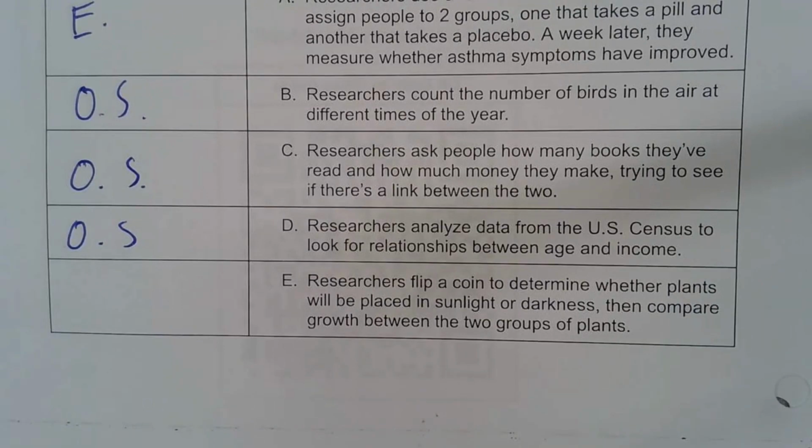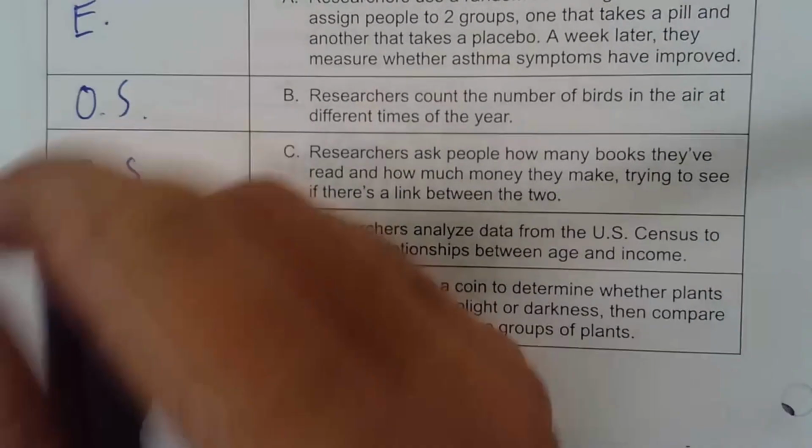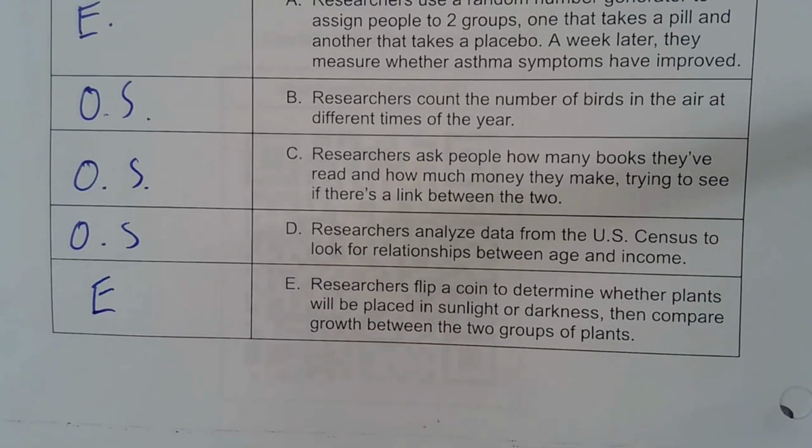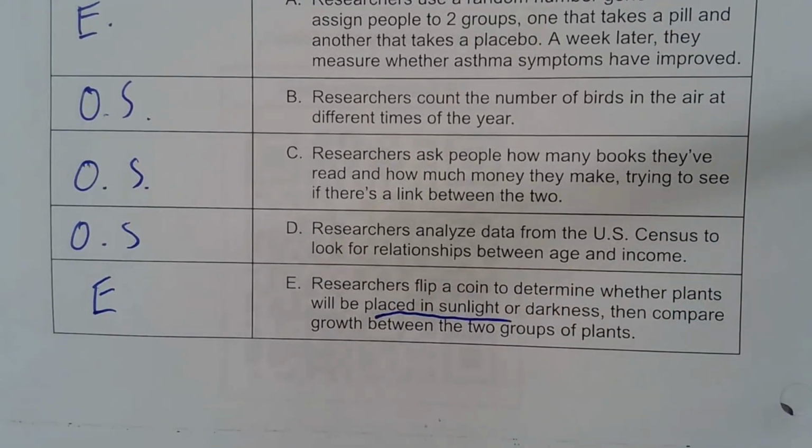Researchers flip a coin to determine whether plants will be placed in sunlight or darkness, then compare their growth. That's an experiment because they're deciding, they're intervening, whether or not the plants are placed in sunlight or darkness. Okay.